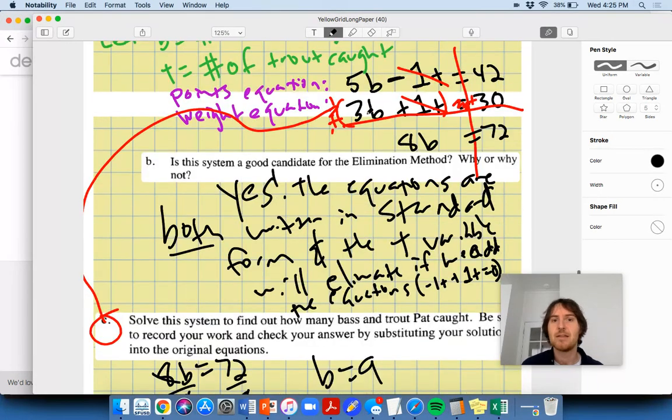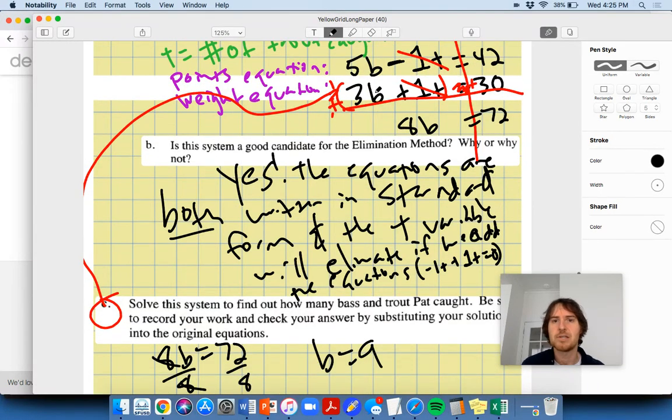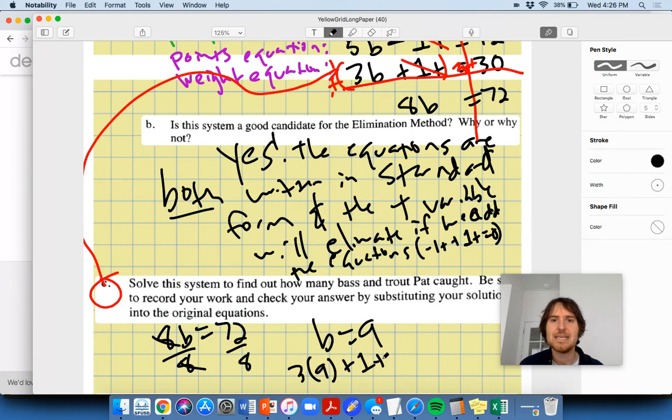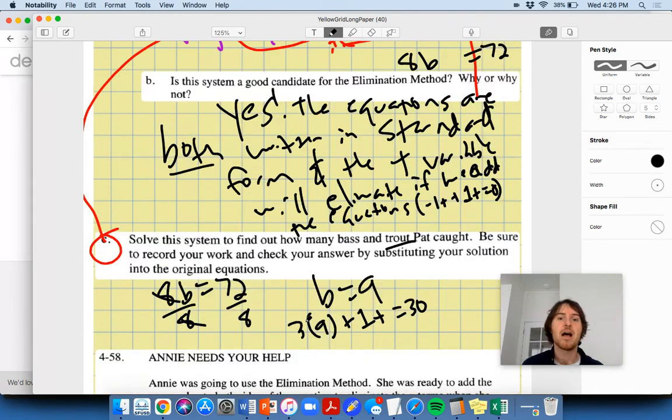And then I can use either of these equations. Let's do this one because it doesn't have subtraction in it. So let's do 3 times 9 plus 1t. We've got to solve for t, right? You've got to figure out how much trout got caught. 3 times 9 is 27 plus 1t equals 30.